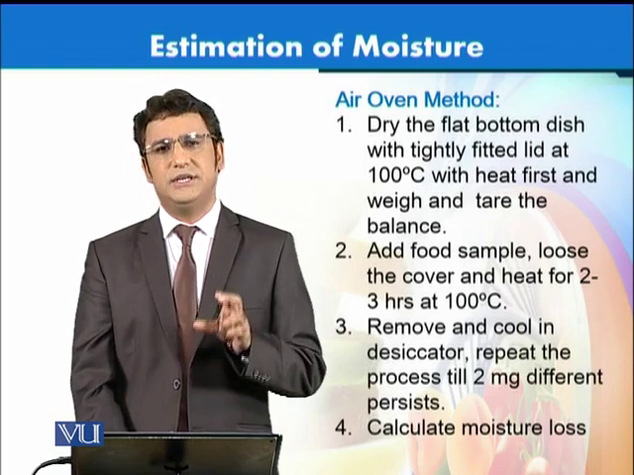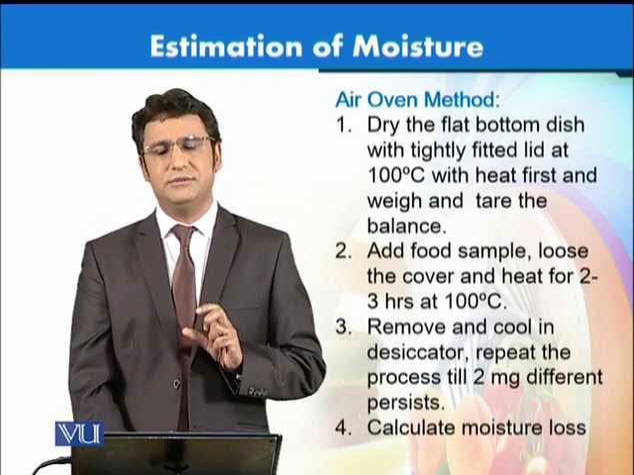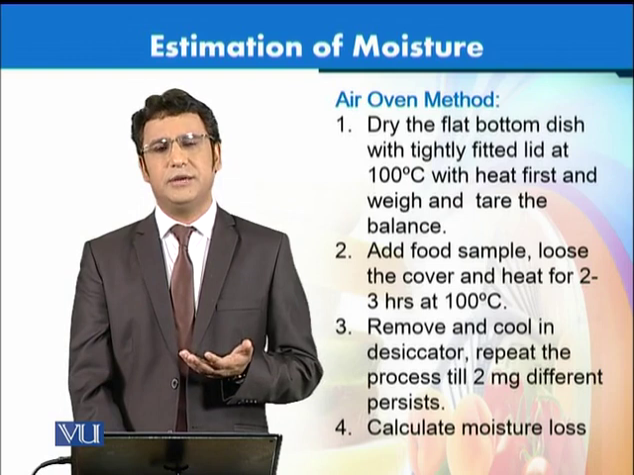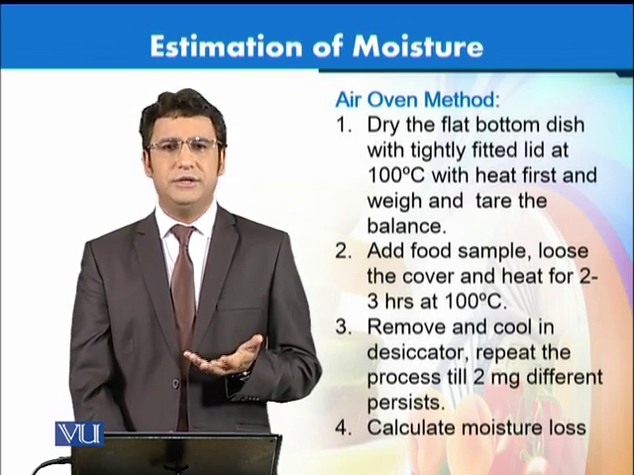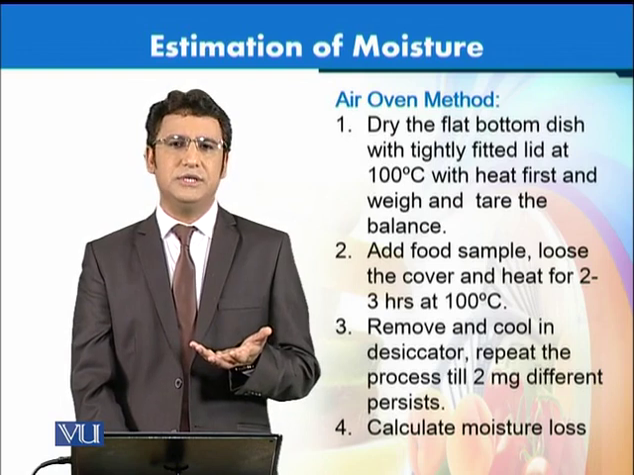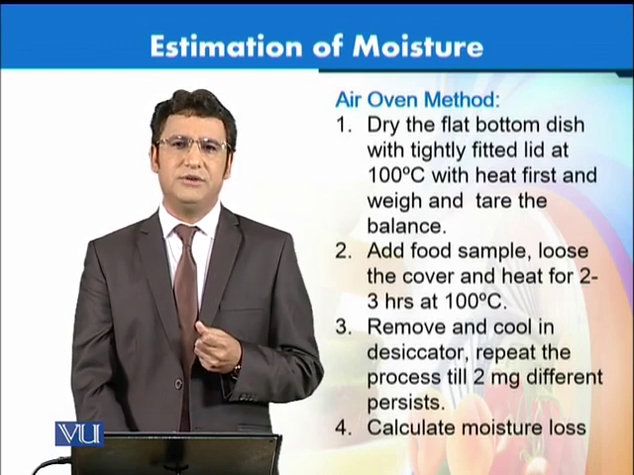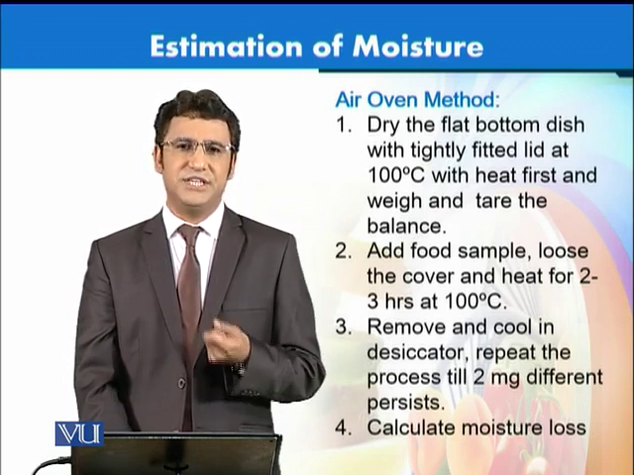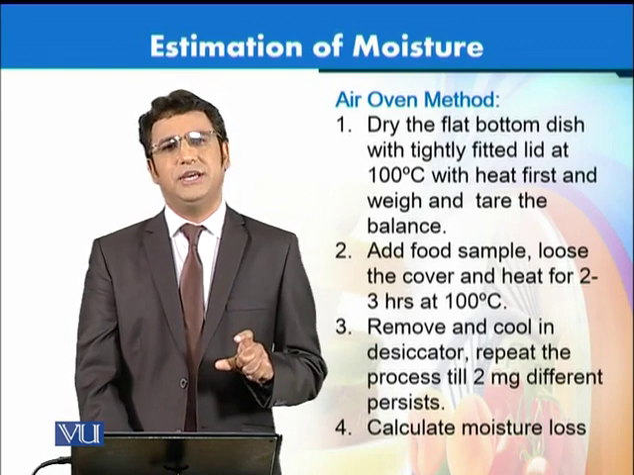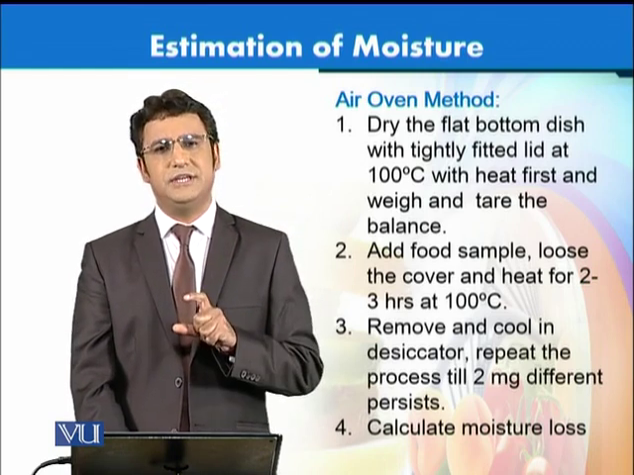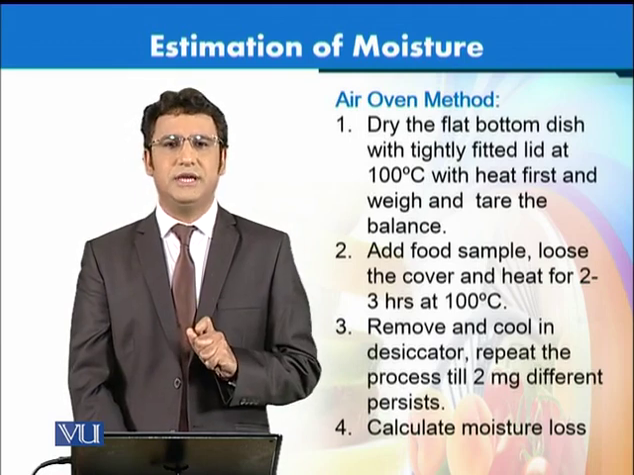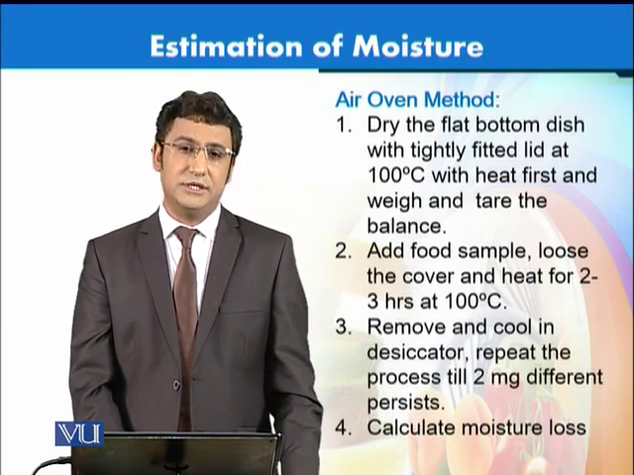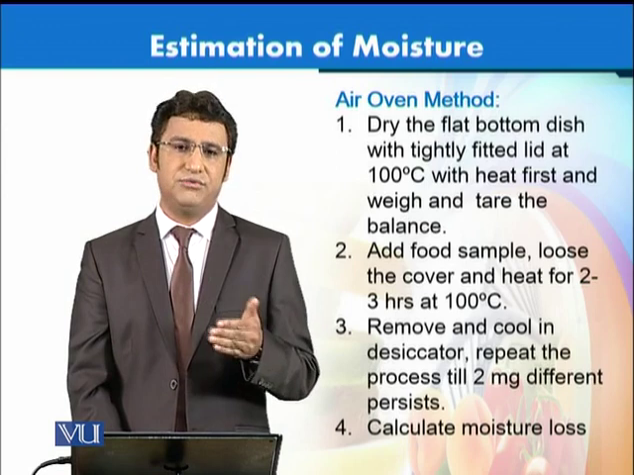Once we take out this flat bottom dish from the oven, it has to be cooled down in a desiccator. A desiccator is an apparatus that avoids the condensation of moisture on the flat bottom dish so that we don't get any errors in the food analysis. Once normal room temperature is achieved, this flat bottom dish is taken out from the desiccator, and we weigh it on the weighing balance. And the moisture is calculated as weight loss from the food.